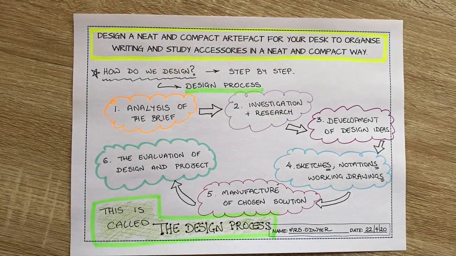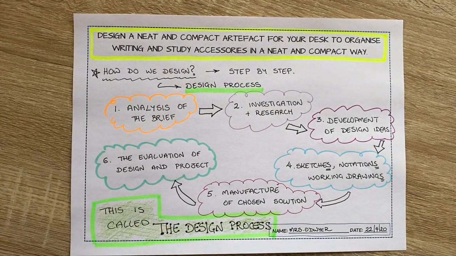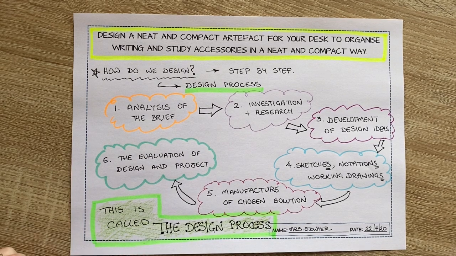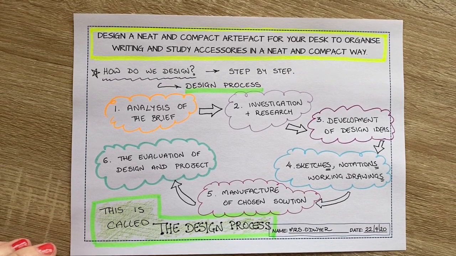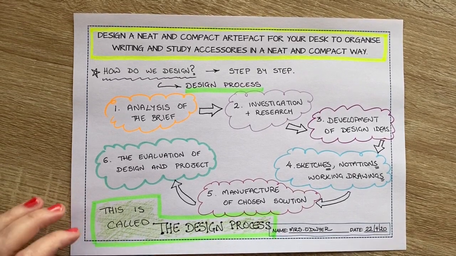Right, so we have our design process mapped out. What's next in this whole task? Well, that is to try and come up with design ideas. Okay, so we're asked to design a neat and compact artifact for your desk to organize writing and study accessories in a neat and compact way.